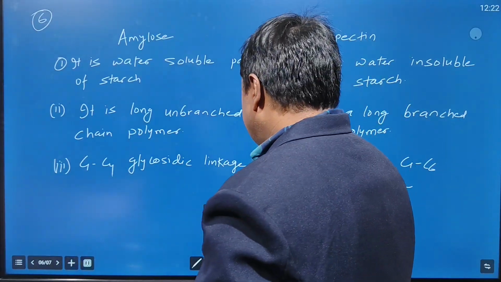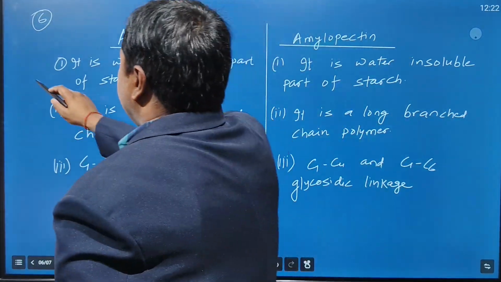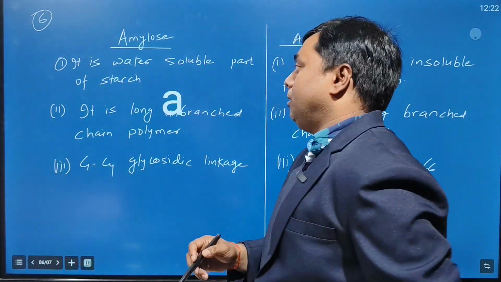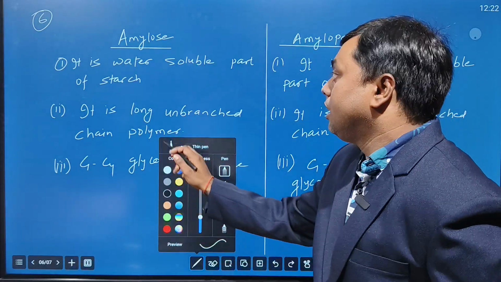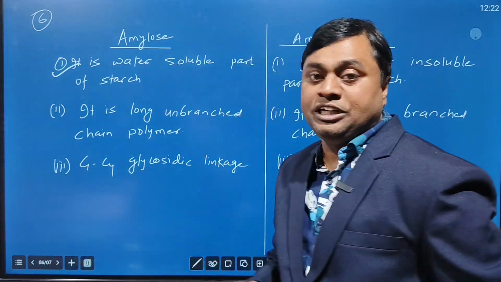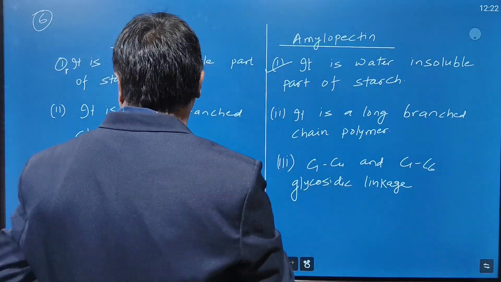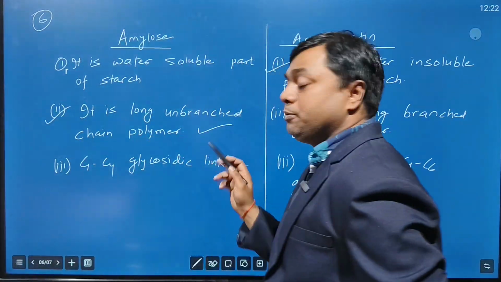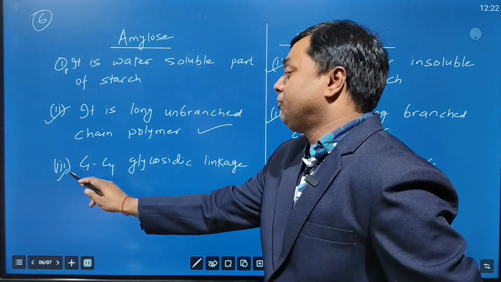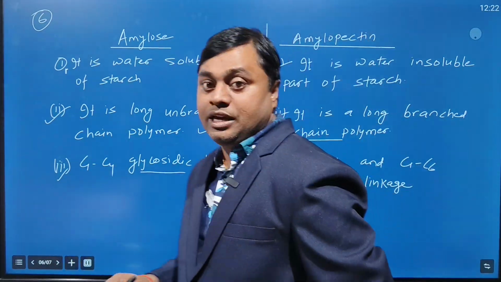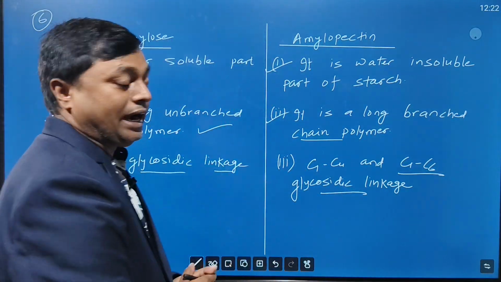Next, the difference between amylose and amylopectin. When we talk about amylose, it is a water soluble part of the starch, whereas amylopectin is what? A water insoluble part of the starch. Amylose is a long unbranched chain polymer, whereas amylopectin is a long branched chain polymer. Here C1 to C4 is glycosidic linkage. Here C1 to C4 as well as C1 to C6 are glycosidic linkages.